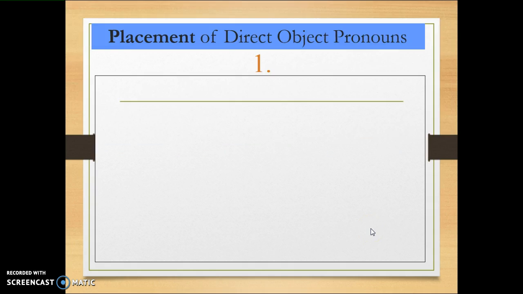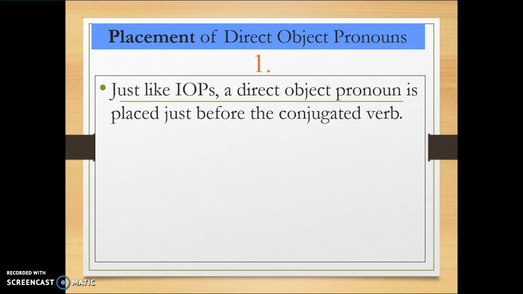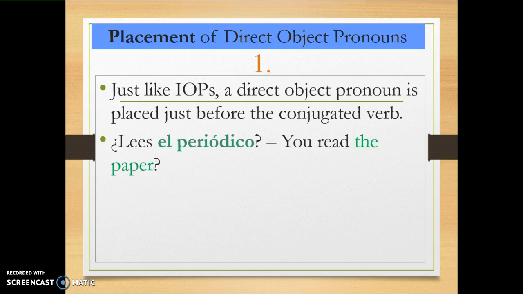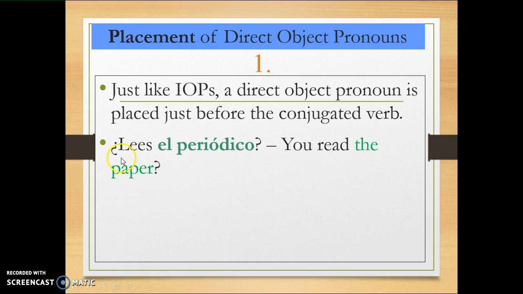Zapatos, los. All right. So where do we place the direct object pronouns? Because for the indirect, remember, we had to place them directly before a conjugated verb. Where do we put direct object pronouns? Guess what? Just like the IOPs, the direct object pronoun is placed just before the conjugated verb, just like an indirect object pronoun. For example, ¿lees el periódico? You read the paper? Sí, lo leo. Yes, I read it.